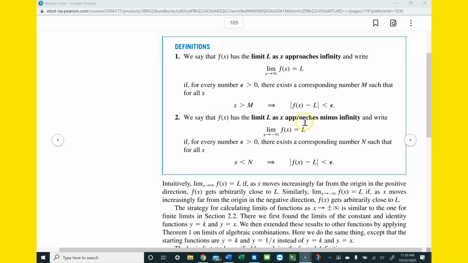All right, and it works the same way for negative infinity, except that instead of trying to find the number that x has to be greater than, so like an unimaginably large number, you try to find a number that x has to be less than, so an unimaginably large negative number.